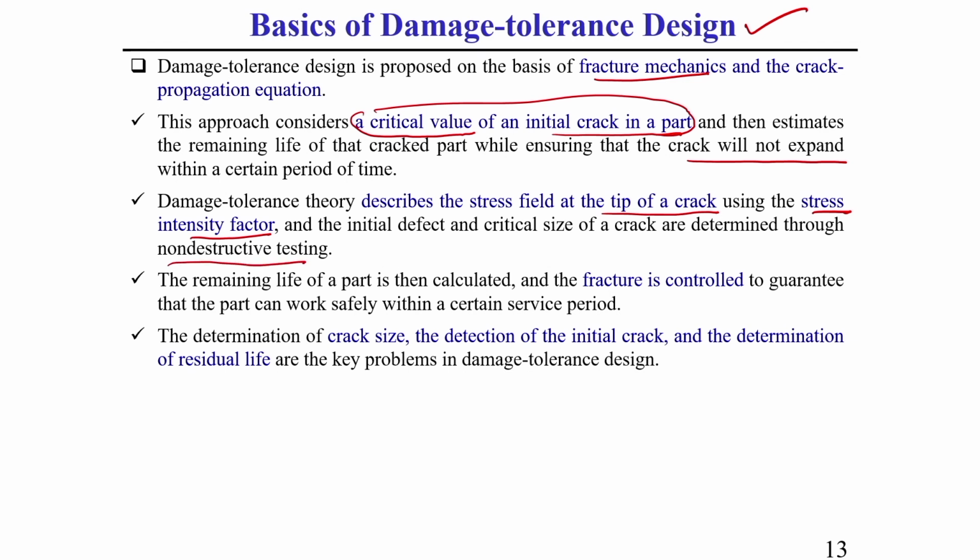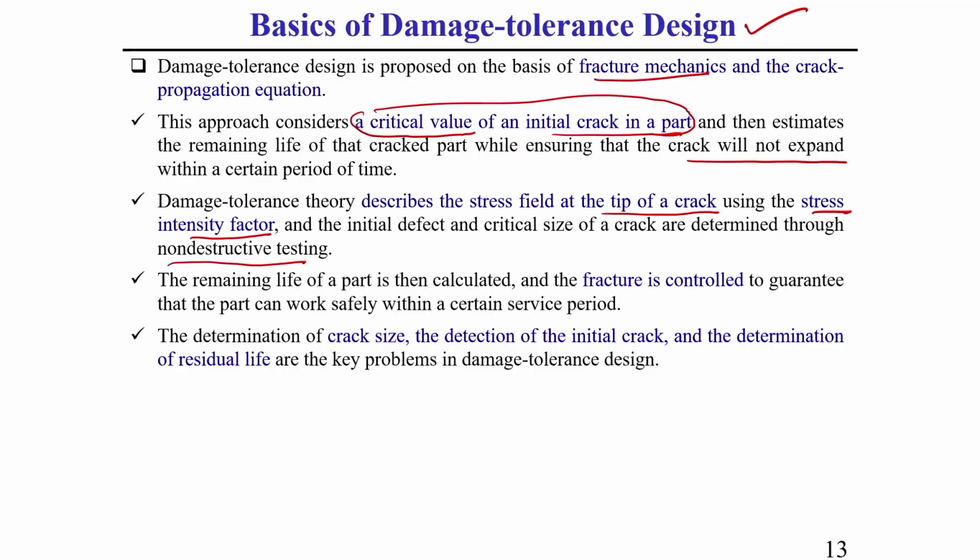So, damage tolerance theory can predict the stress field at the tip of the crack. Here is another point you need to know: whatever the crack size, defect size we are calculating, the initial critical crack length, we need to calculate by some non-destructive testing.